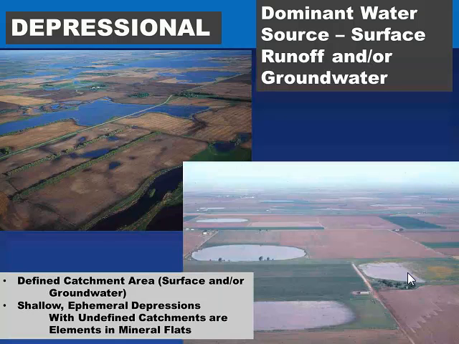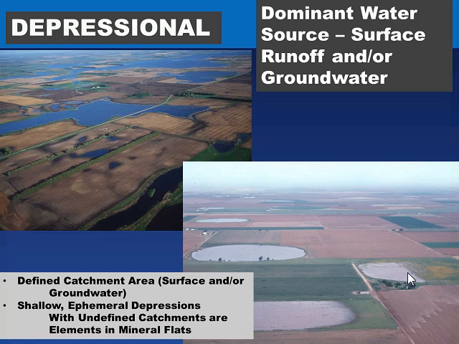The dominant water source of depressional wetlands may be surface runoff, or it may be groundwater, or in some cases it may be both. But the point is, for a depressional wetland to have meaning in terms of wetland hydrology and hydrology tools, we have to have a relatively well-defined catchment area. In other words, depressional wetlands have an associated watershed, which we can analyze for surface runoff or even groundwater runoff calculations or groundwater discharge calculations.